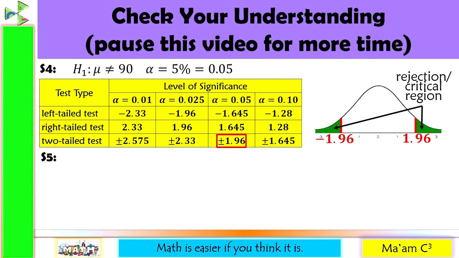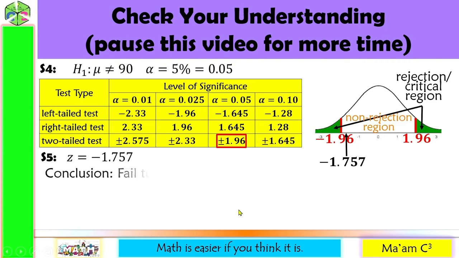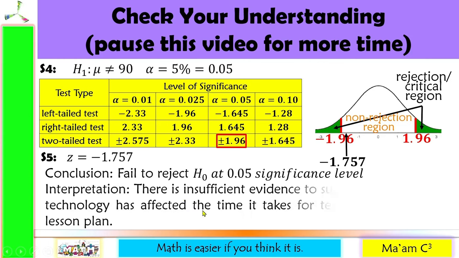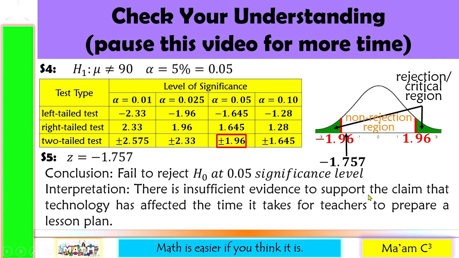Step 5, to draw conclusion and make interpretation, let us recall first our computed z-value. Locate that in our graph. If this is negative 1.96, then to the right of it is negative 1.757. And it lies on the non-rejection region. Therefore, the conclusion will be fail to reject the null hypothesis at 0.05 level of significance. So our interpretation, since we fail to reject, we have insufficient evidence to support the claim.